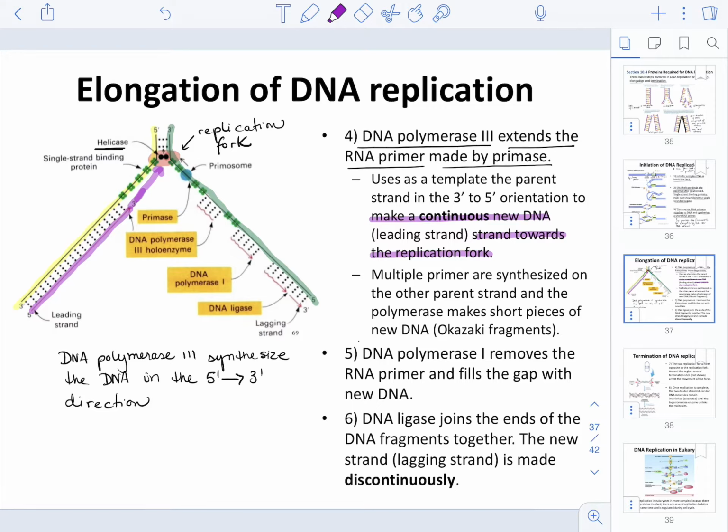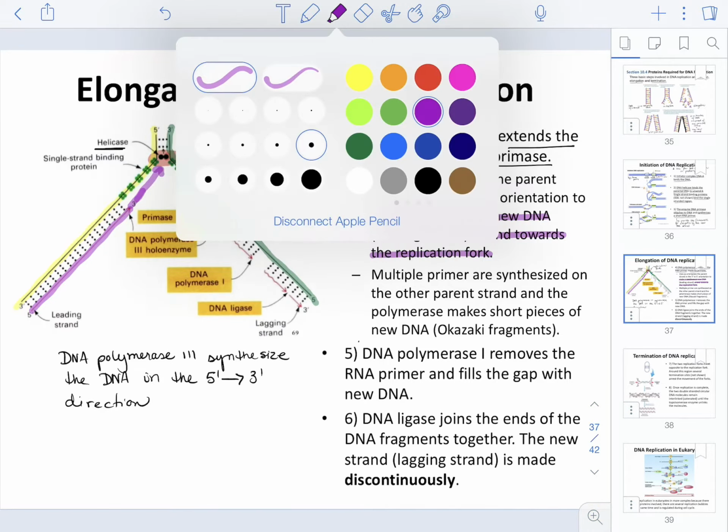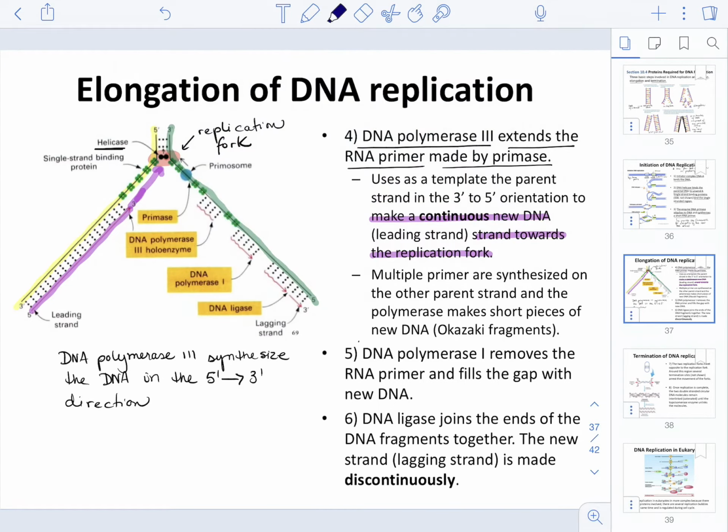Now, understand that in the case of the other strand that is being formed, because we need to utilize the template in the 3' to 5' direction, that is going to be made in small pieces, okay? And those small pieces, which I'm highlighting in purple, are called Okazaki fragments. So these Okazaki fragments, as you can see, since they're made in pieces, are not made continuously.